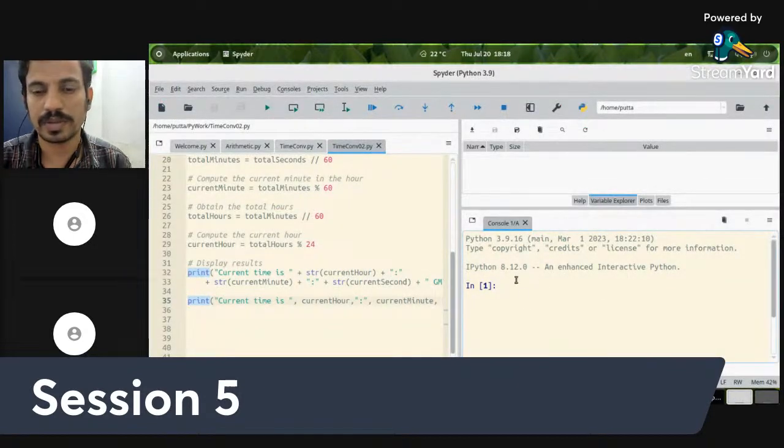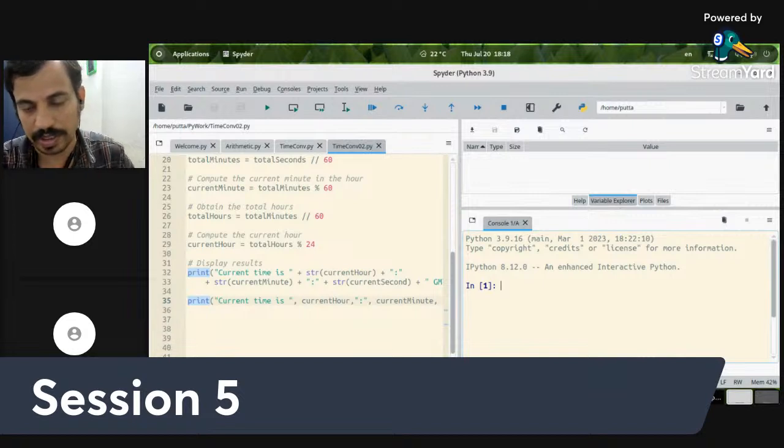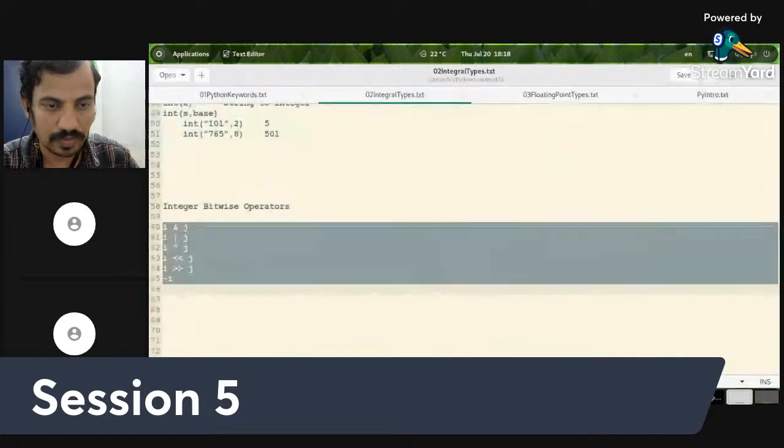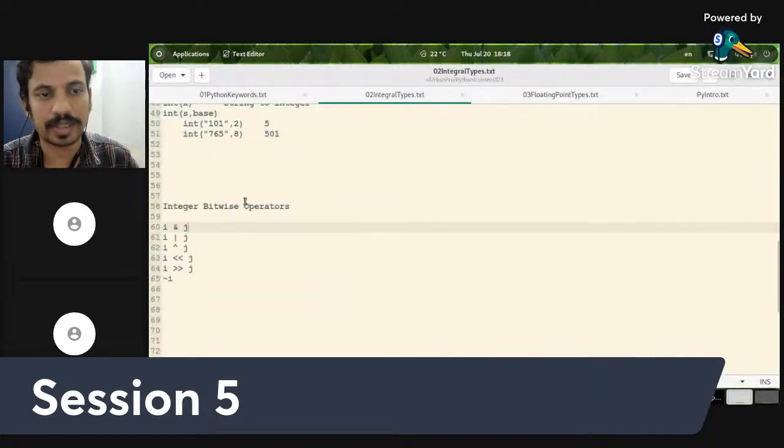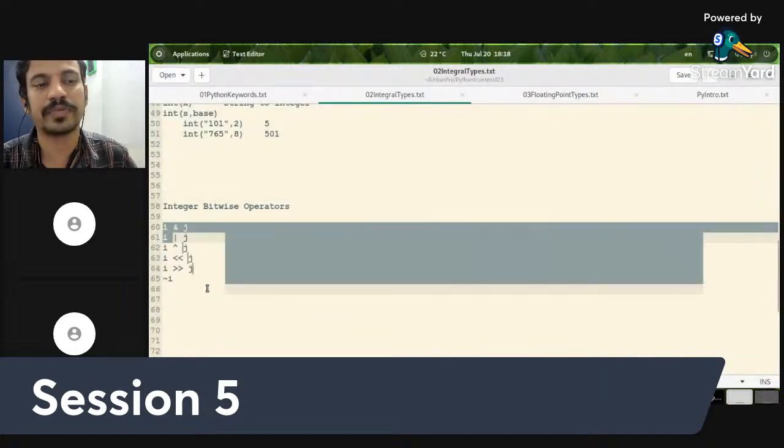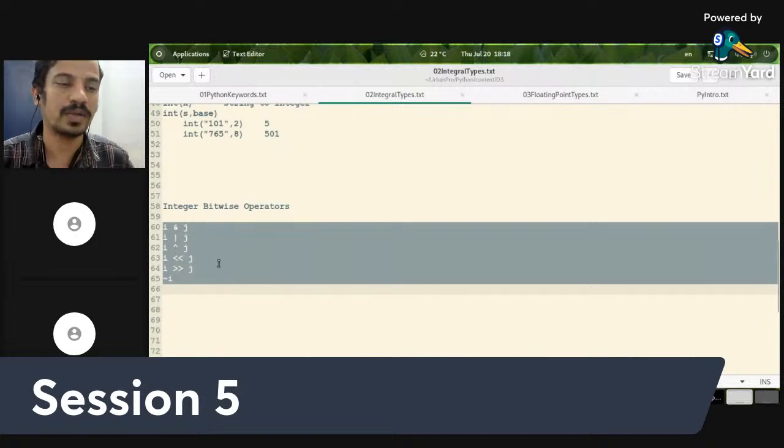Okay, in the Python console, you can type these instructions, and let us try to understand what their meaning is. We have something called the bitwise operators, which can be applied only on integer values. They cannot be applied on float values.